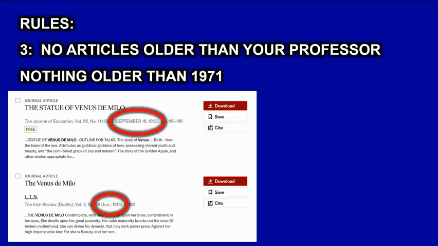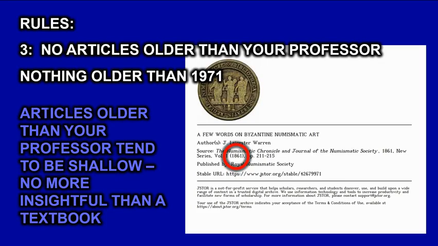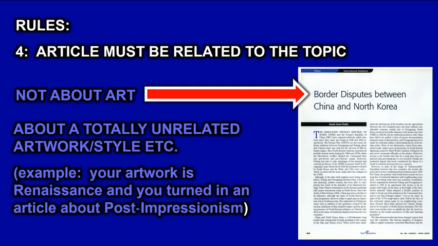Rule number 3 is no articles older than your professor, meaning me, so nothing older than 1971. As you begin to look for articles, look at these dates. Articles older than me tend to be shallow and have no more insight than your average textbook. Find newer articles, they're a lot more insightful.